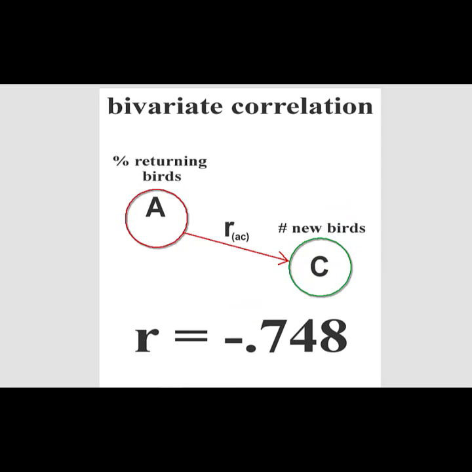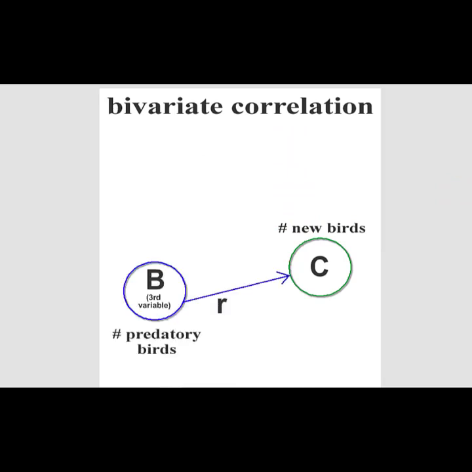But let's think about this for a second. So we have a cause and effect, but there could be something else causing the number of new birds to fluctuate. There's an outside variable. It could be a lurking variable or a confound or just something else that might be influencing the number of new birds joining the flock. Let's pretend it's predatory birds. Great, so that's a third variable. Predatory birds, and how many are seen in the area. Does that affect how many new birds join the flock?